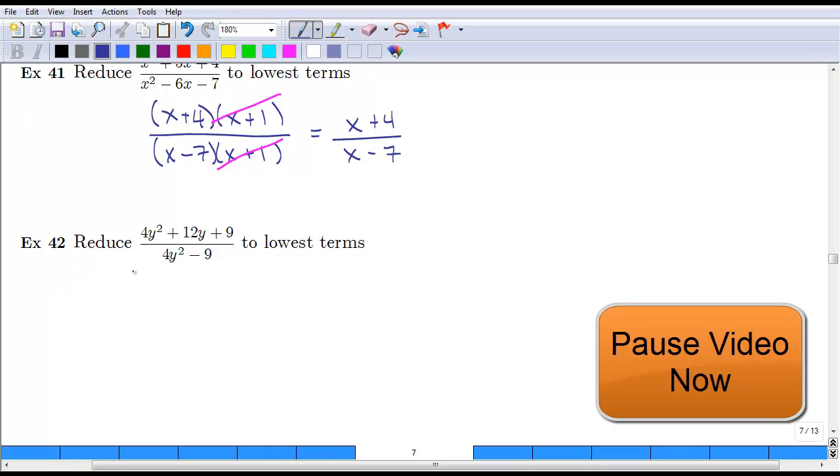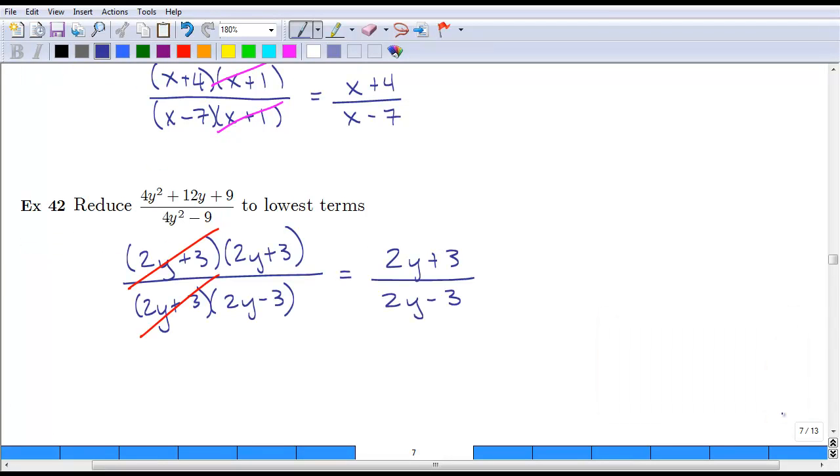So at this point, pause the video, see if you can try the next example. So for this example, you should see that the top one, we did a similar example before we were factoring. It is a perfect square trinomial, so it is 2y plus 3 quantity squared, or 2y plus 3, 2y plus 3. In the denominator, you've got a difference of perfect squares, and so in this case, it would be 2y plus 3, 2y minus 3. So since we have a 2y plus 3 in both the top and the bottom, those can simplify to be 1, and we are left with a 2y plus 3 over a 2y minus 3.